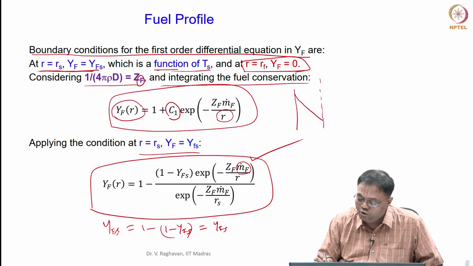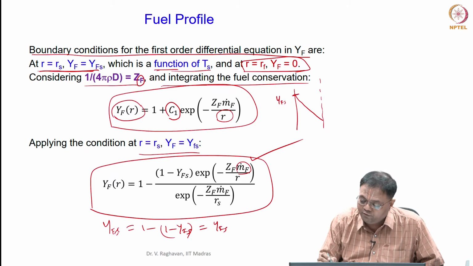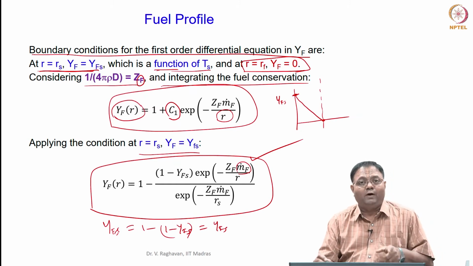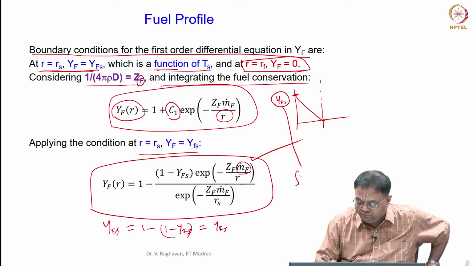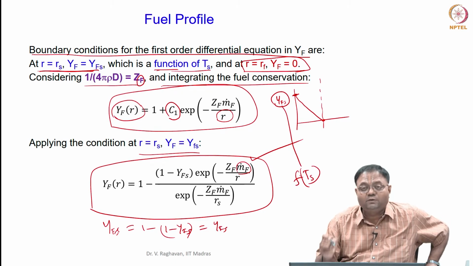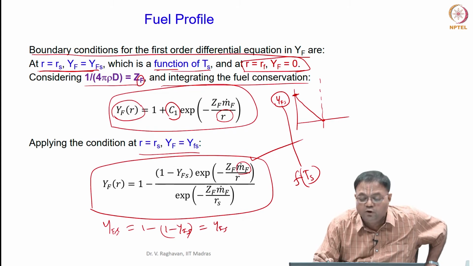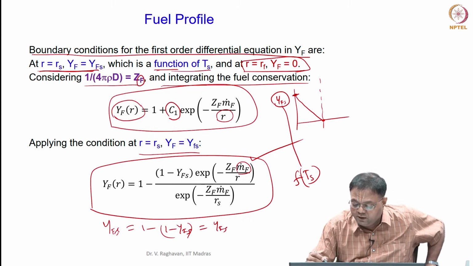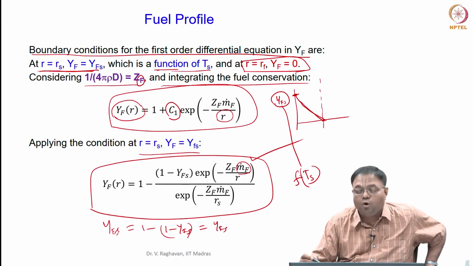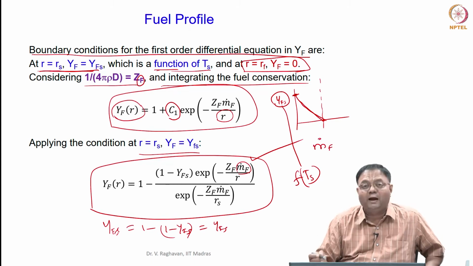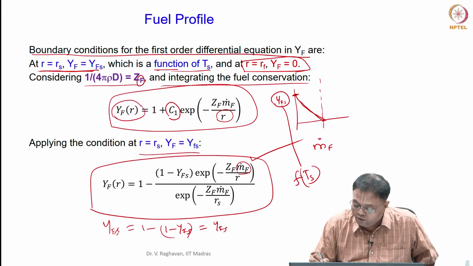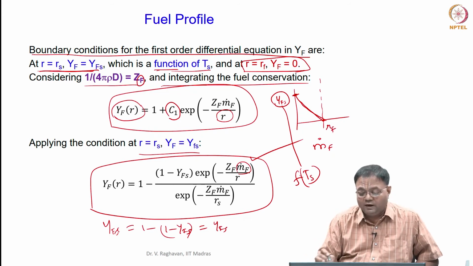This is the flame zone. So YFS, this is YFS. From the YFS value, the YF value goes to 0 here. So based upon these two values, say for example, based upon Ts, this is a function of Ts, there will be a YFS value, and there will be this profile basically. So now the mass burning rate basically can be an eigenvalue between the RF and this, correct?